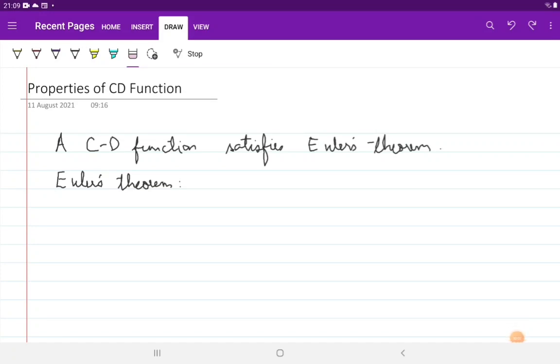Hello, in this video we are going to have a look at one of the properties of a Cobb-Douglas function, which is that a Cobb-Douglas function satisfies Euler's theorem. It's spelled E-U-L-E-R-S and pronounced Euler's theorem. Now, Euler's theorem is a general theorem that is applicable to all homogeneous functions.